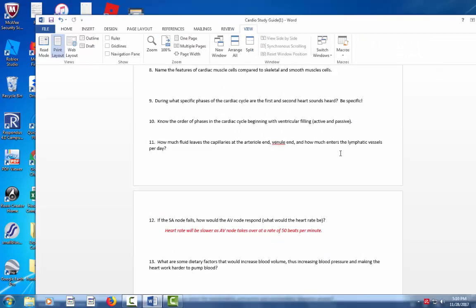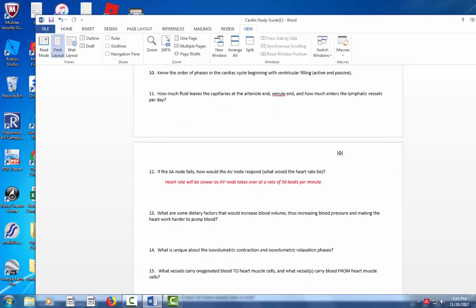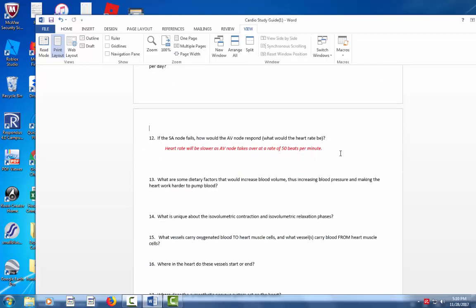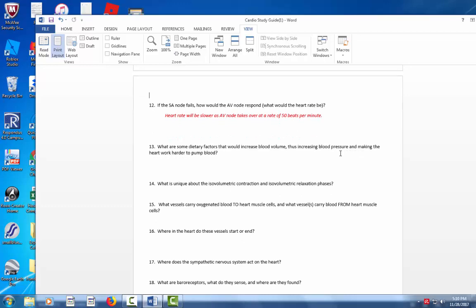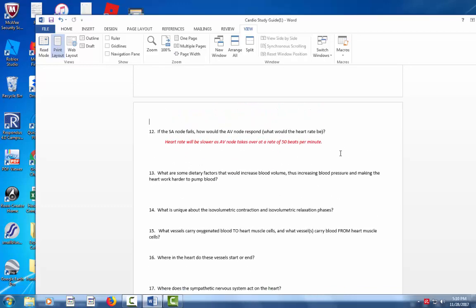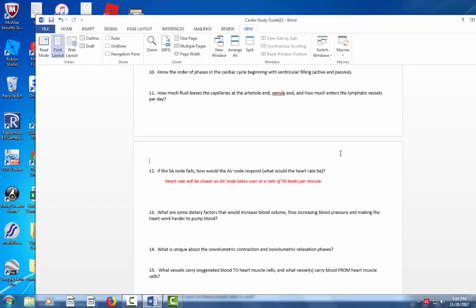Okay, how much fluid leaves the capillaries at the arterial end, venule end, and how much enters the lymphatics per day? Do you remember that? Arterial is 10. And at the venule end, negative 8. Those are pressures. So we're looking at volumes here. You might need to look back at your PowerPoint. 26.